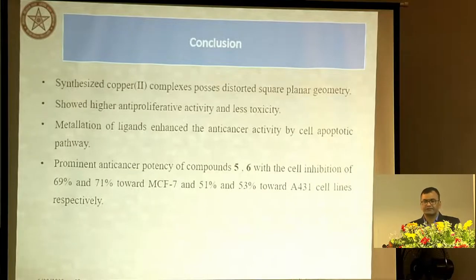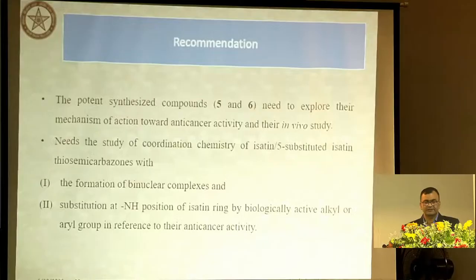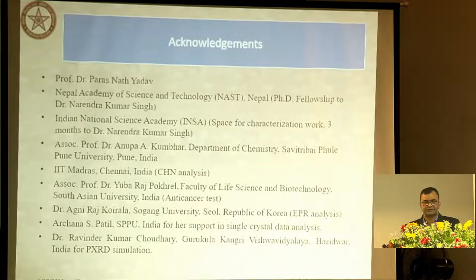Now, the conclusion: all the compounds, copper(II) complexes and their thiosemicarbazones, have been synthesized, and all the copper(II) complexes showed the distorted square planar geometry. Copper(II) complexes have higher anti-cancer activity than the thiosemicarbazones. Compounds 5 and 6 have been found as the prominent anti-cancer drugs, so they need more tests toward their mechanism. And we can increase the anti-cancer activity of thiosemicarbazone by formation of binuclear complexes and modifying the NH position.